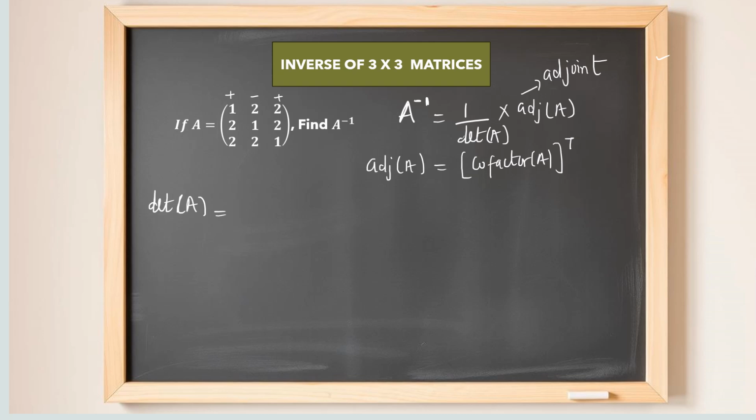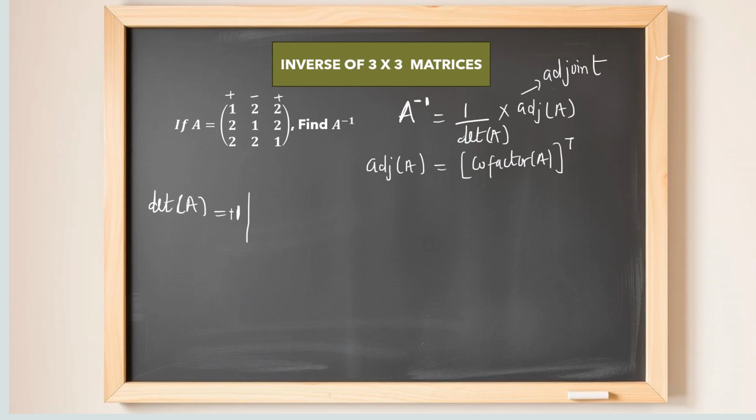Now, to calculate the determinant of A, you pick the first element from this matrix, which is 1. Don't forget the sign is positive. You multiply it by a matrix. What kind of matrix is it? It is a 2 by 2 matrix. And how do you determine the matrix?